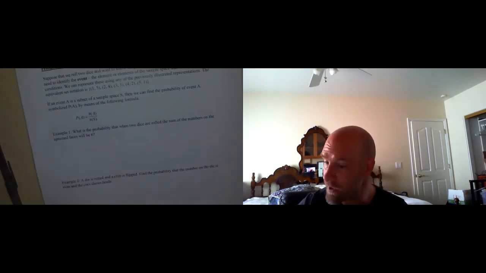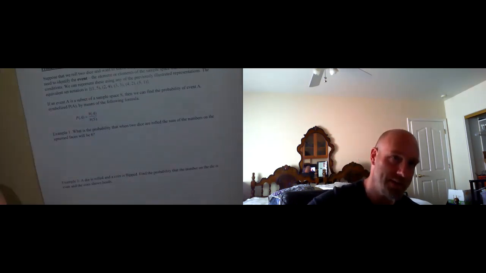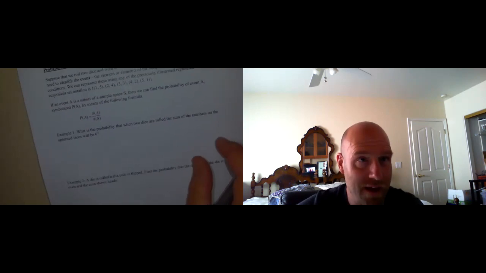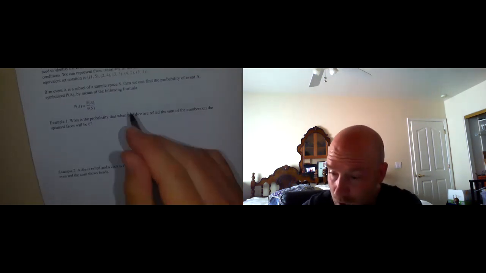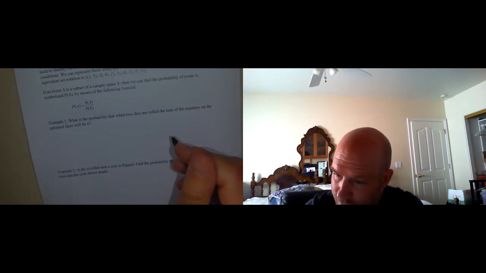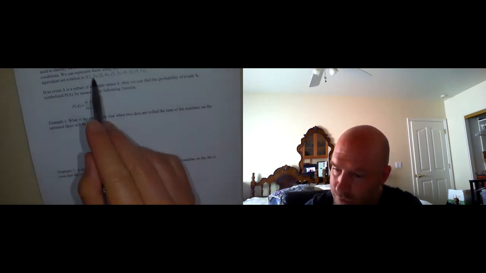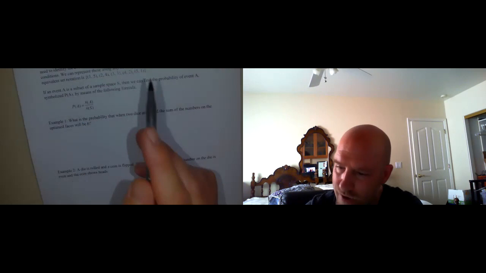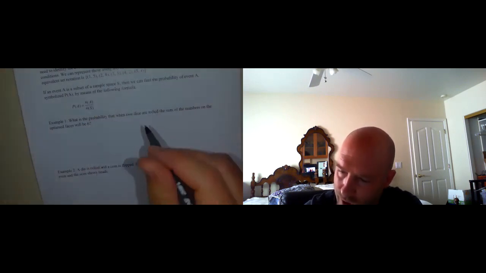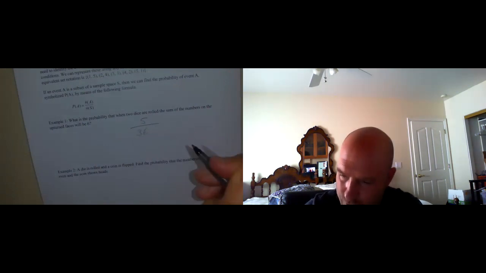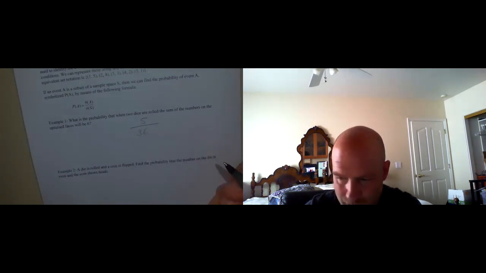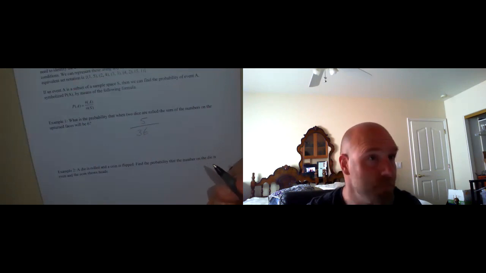Example 1, what is the probability that when two dice are rolled, the sum of the numbers on the upturned faces will be 6? By the way, this is not for public school. In public school, we weren't allowed to say the word dice. All right, my number of favorable events, well, I could have a 1 and a 5, a 2 and a 4, a 3 and a 3, a 4 and a 2, or a 5 and 1. 1, 2, 3, 4, 5. There are 5 possibilities out of a grand whopping total of 36 different possibilities, and that is my probability.